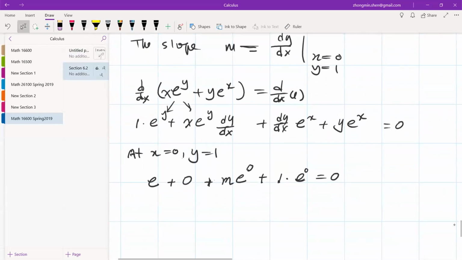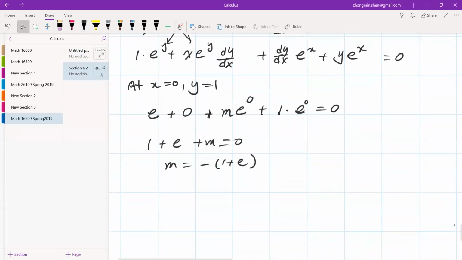And e to the 0 is also 1. So there is only one slope left here. So it's 1 plus e plus m equals 0, so m equals -1 plus e. You find the value of the slope, then you get the equation. The equation will be y minus 1 equals the slope, -1 plus e, times x minus 0.